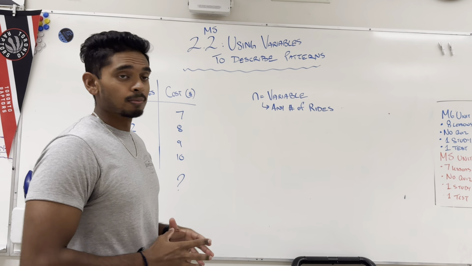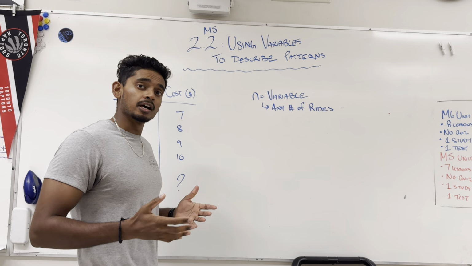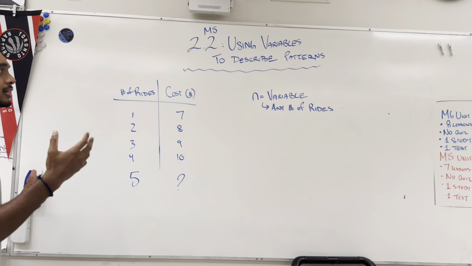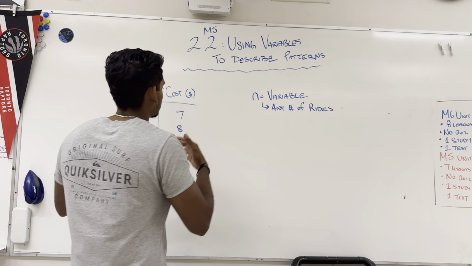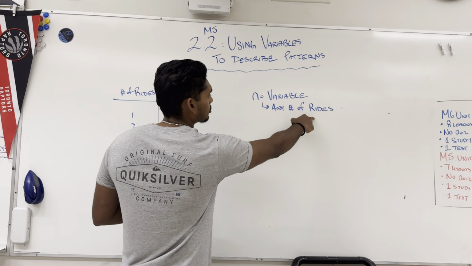Chapter 2.2, using variables to describe patterns. Okay, let's jump into an example right away. Here is a variable, usually a letter in italics. It's a symbol to represent some type of number. In this case, we're representing any number of rides.